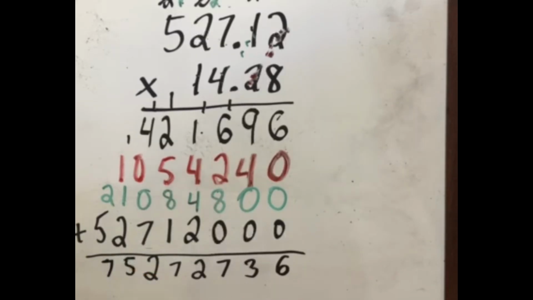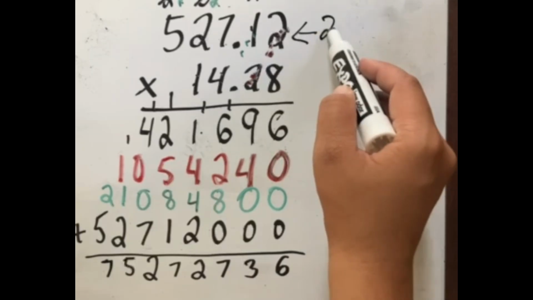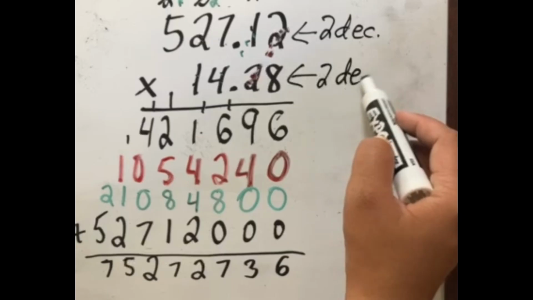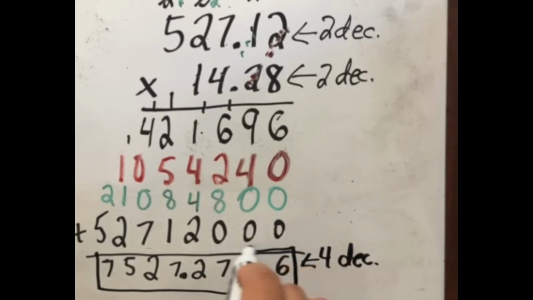The main thing we want to focus on now to wrap up this problem is how many decimal places our answer needs to be. Our first term has 2 decimal places. Our second term has 2 decimal places. So our final answer needs a total of 4 decimal places. So therefore, we're going to place the decimal point in between the 7 and the 2. So our final answer will be 7,527.2736.